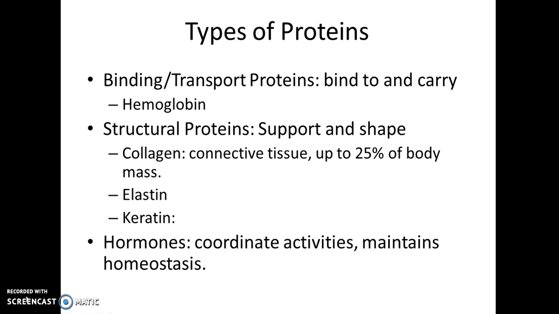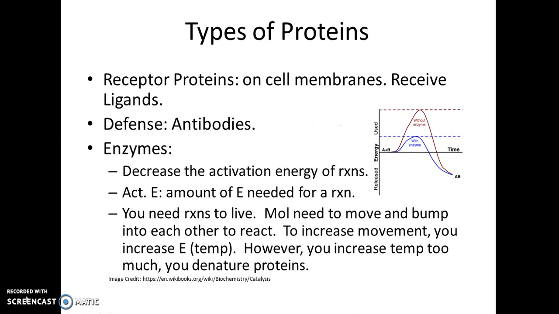You can't digest hair. Other types of proteins: we have peptide hormones, like growth hormone. And these things coordinate your body's activities as well as maintain homeostasis, which is important. Other types of proteins are receptor proteins. They're on the cell membrane and they receive molecules. Those molecules are called ligands. That's a general term for any molecule that binds to a receptor. Defense, we have antibodies. Proteins bind to foreign molecules or pathogens and hold them so that our cells can eat them.